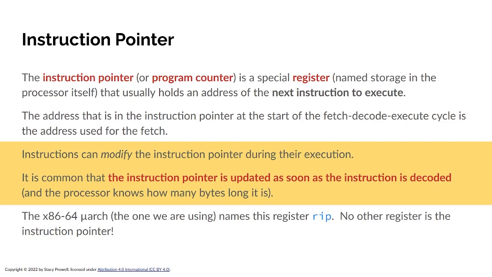The x86-64 microarchitecture names this register RIP. No other register is the instruction pointer. I want to emphasize that because there are older versions that have 16 bits or 32 bits, and we inherit some stuff from them. And sometimes people can wind up using older versions or partial versions of the register. The RIP register is the only instruction pointer. That's the one you need.